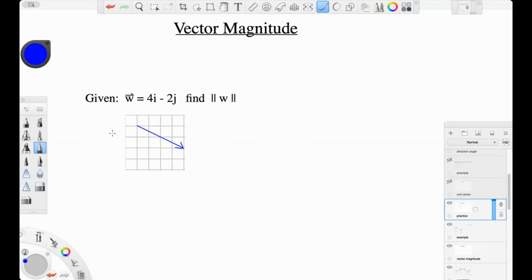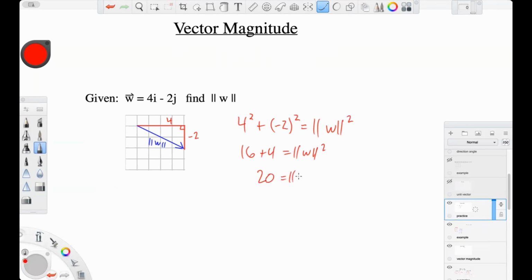And now to analyze the length of this vector, I want to find the magnitude of W. To do that, I'm just going to lay out the components. The first component goes to the right, 4i, and the second component goes down, negative 2j. There's our right triangle, and now I can do some Pythagorean theorem. So 4 squared plus negative 2 squared equals the magnitude of W squared. We get 16 plus 4 equals the magnitude of W squared, so we have 20 equals the magnitude of W squared.